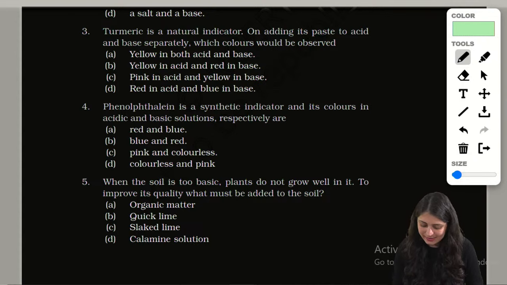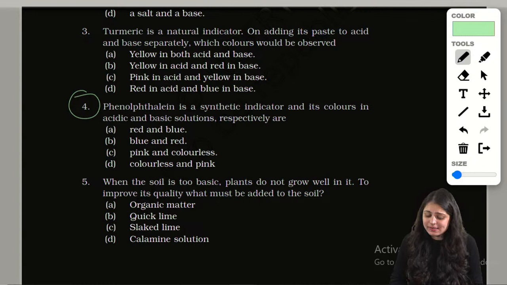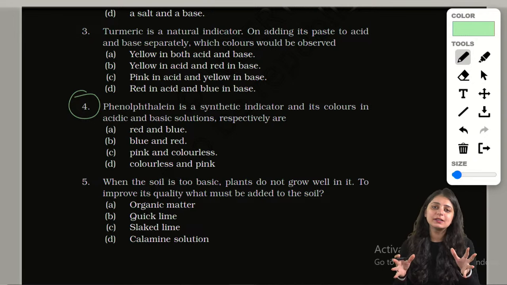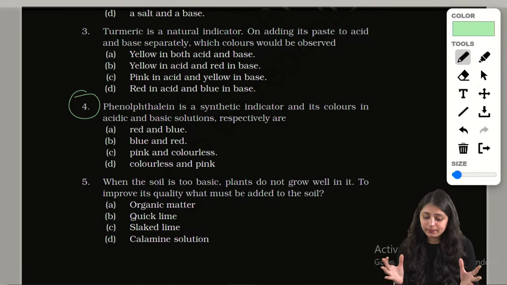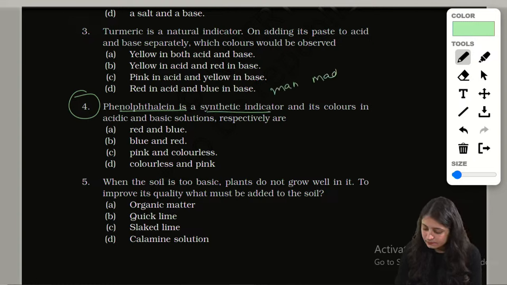मूविंग ऑन टू द नेक्स्ट क्वेश्चन, क्वेश्चन नंबर फोर. कितने सिंपल डायरेक्ट क्वेश्चन है, isn't it? Phenolphthalein is a synthetic indicator and its colors in acidic and basic solutions respectively are. देखो डायरेक्ट क्वेश्चन दिया हुआ है, कलर चेंज. अब phenolphthalein एक man-made इंडिकेटर है. सिंथेटिक मतलब man-made इंडिकेटर.